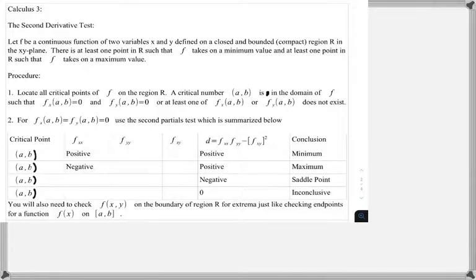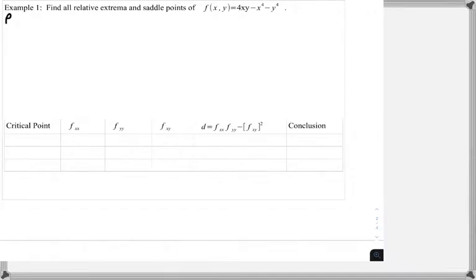We're going to do two examples in this video. Okay, so the first example says find all relative extrema and saddle points of the function f of (x, y) equals 4xy minus x to the fourth minus y to the fourth. I have the table set up already, and there seem to be 3 rows, so possibly there are going to be 3 critical points here. All right. So let's go ahead and find the first partial derivative with respect to x, which is going to be 4y minus 4x cubed, and we want to know when that's equal to 0.